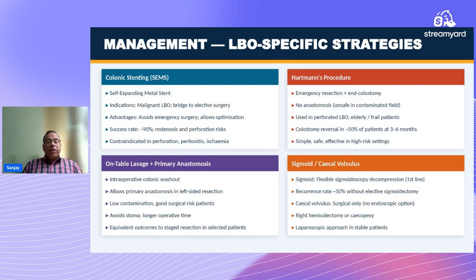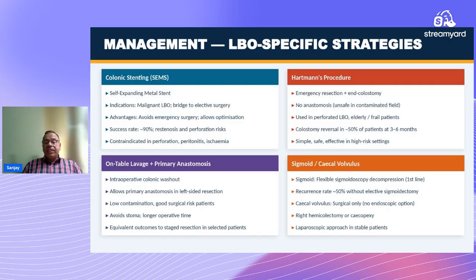Sometimes on-table lavage with primary anastomosis is another modality which can be used, where during surgery, once the gut is opened, intraoperative colonic washout can be done, and then this allows the primary anastomosis once you resect the bowel. This basically avoids a stoma if this procedure is done, but of course it would increase the operative time. On-table lavage with primary anastomosis.